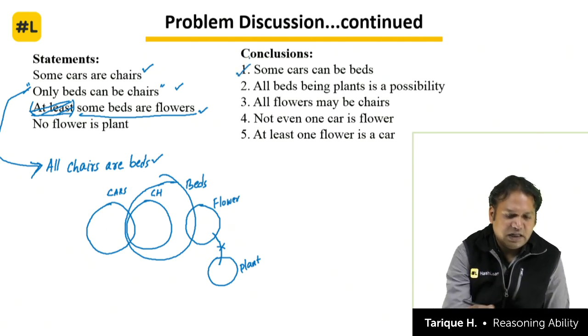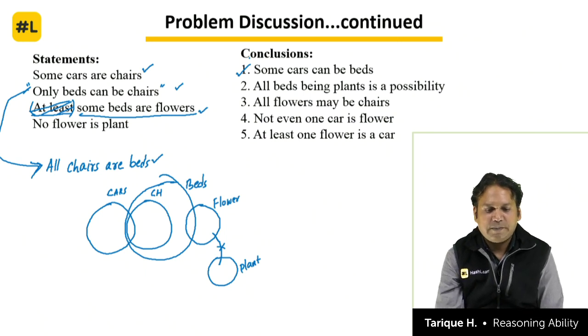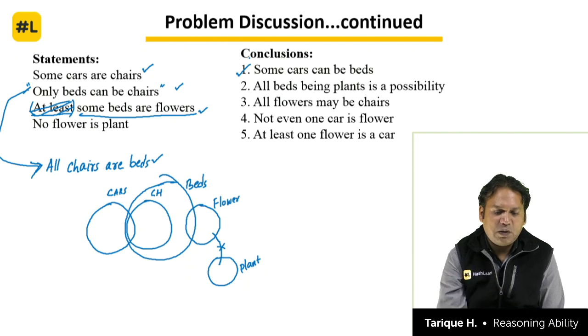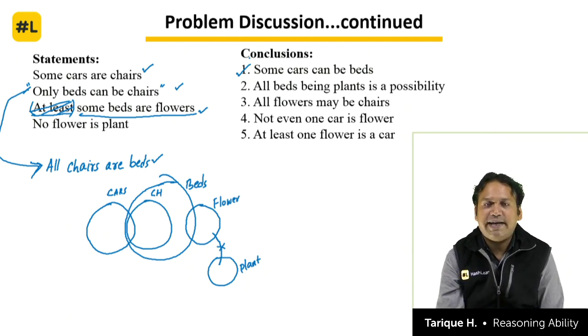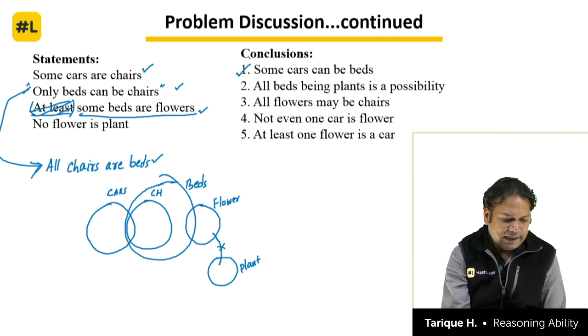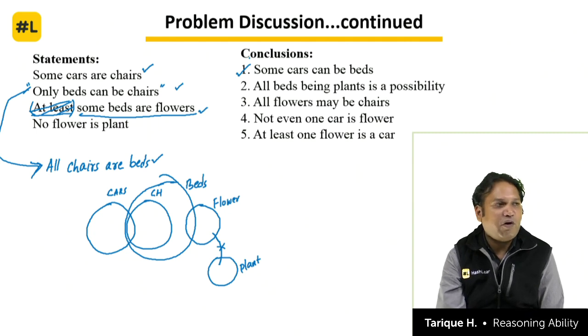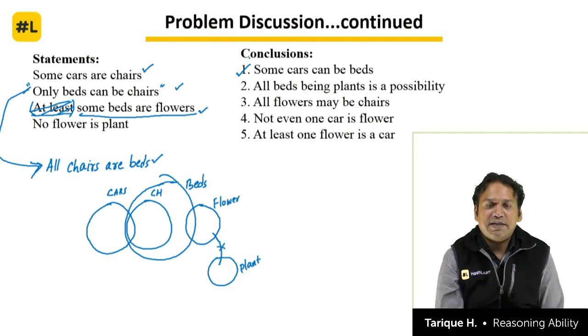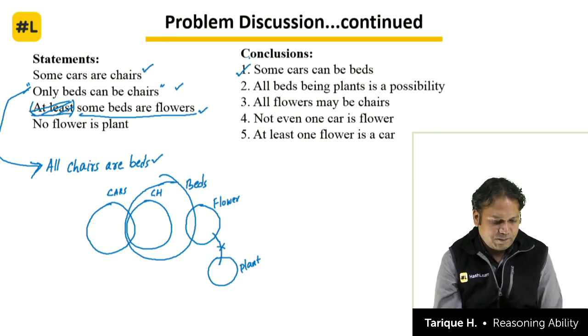Now, let us look at the first conclusion. Is the first conclusion true or false? Can you post the answer here? Is the first conclusion true or false? Some cars can be beds. Look at the diagram that we have drawn, the statements that are given to you, and based on that, can you say whether some cars can be beds? Is this statement true or false?